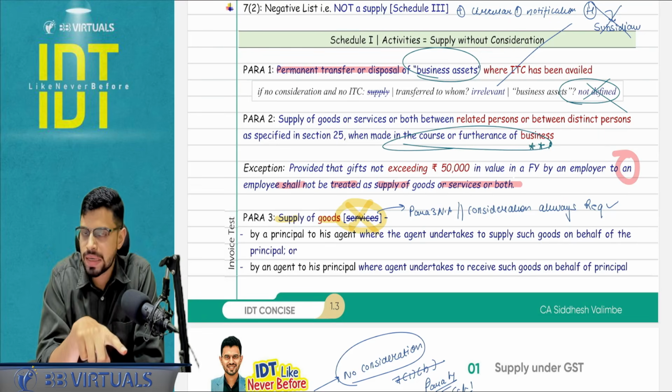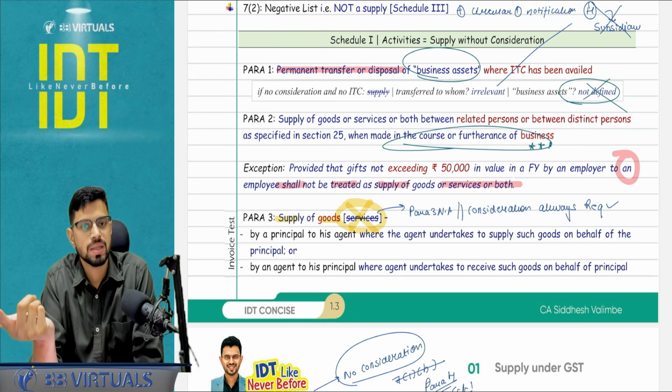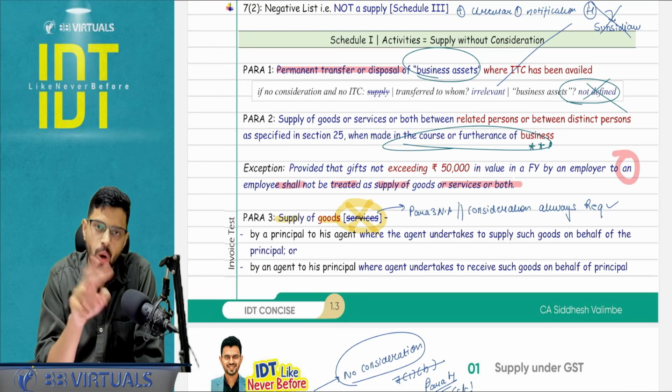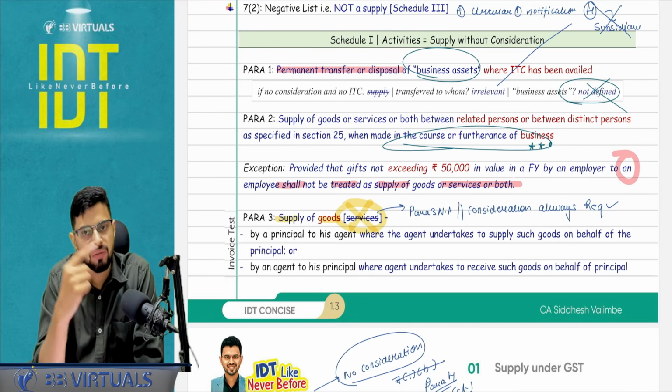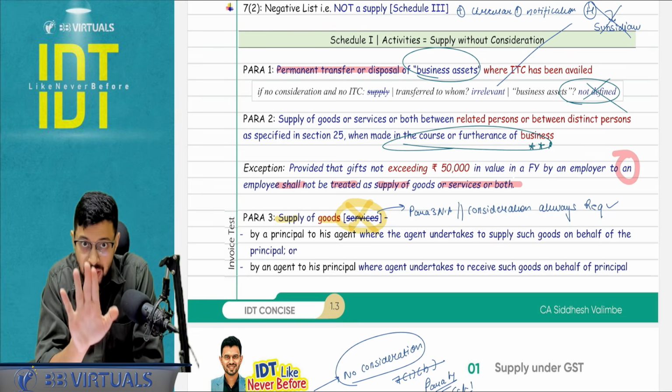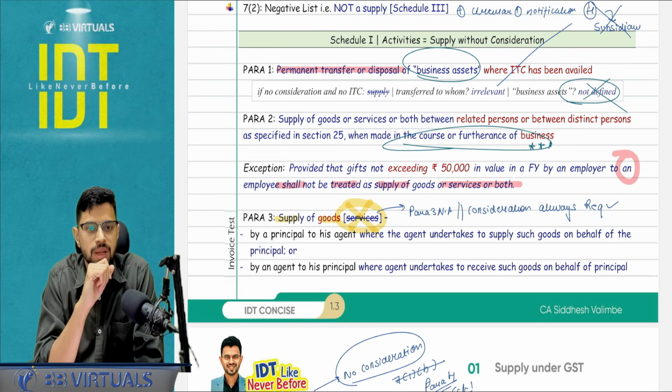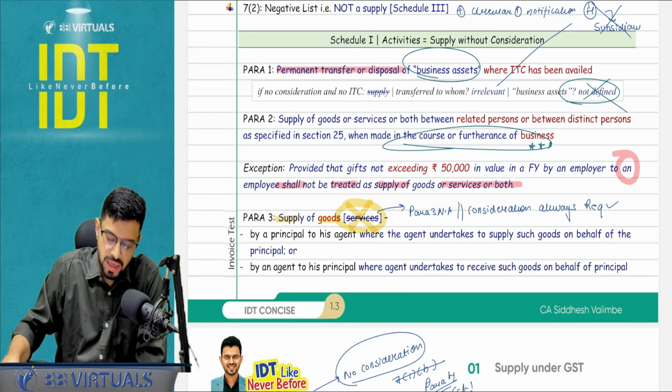It can be between related persons or between distinct persons. So any supply of goods or services, both are covered here between these kinds of people, provided it is in the course or furtherance of business, is going to be a supply. Sir, we had defined the list of related persons.